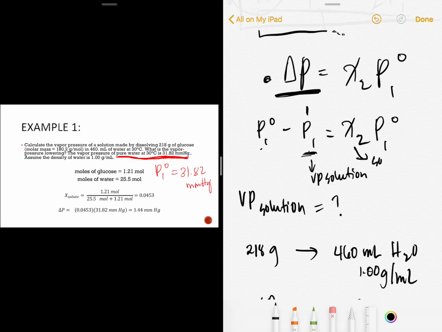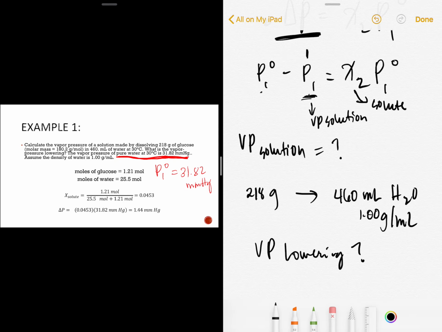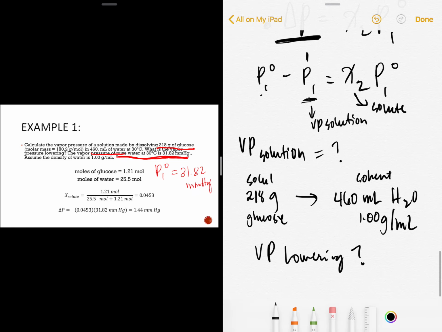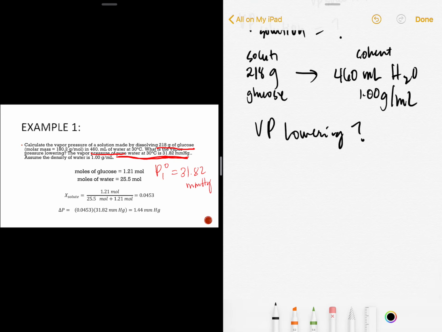Again, this mole fraction is for your solute. Sa solute mo yan. So, i-identify mo muna kung sino si solute at si solvent mo. So, here in this problem, the solute is glucose and the solvent is water. Okay? The solute is glucose. And this is your solvent, water. Now, what is the formula for the mole fraction of your solute?